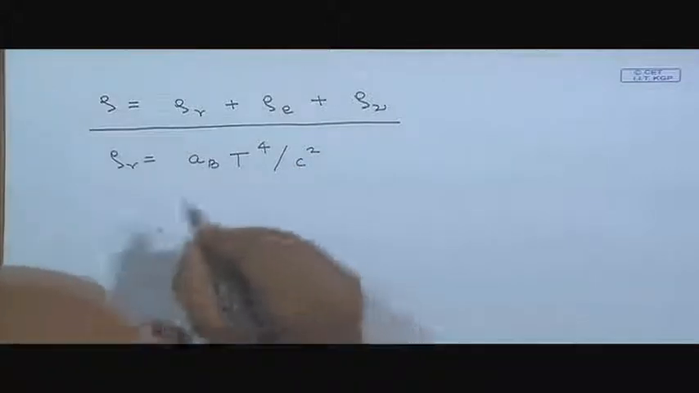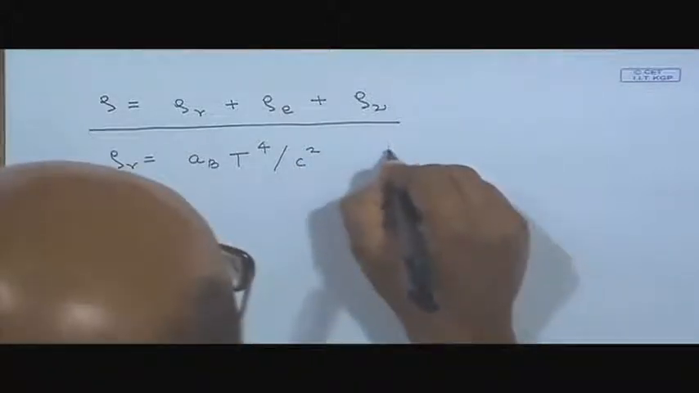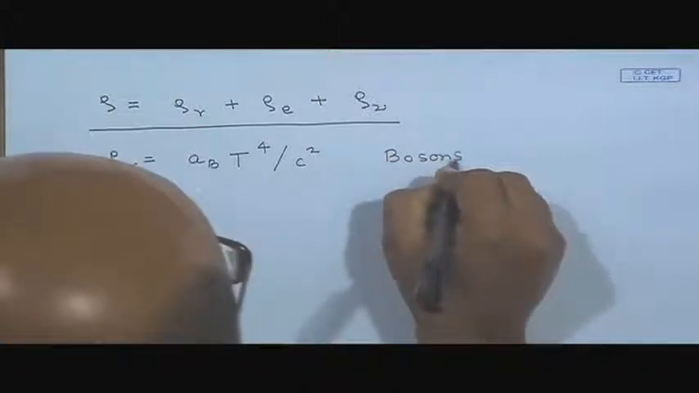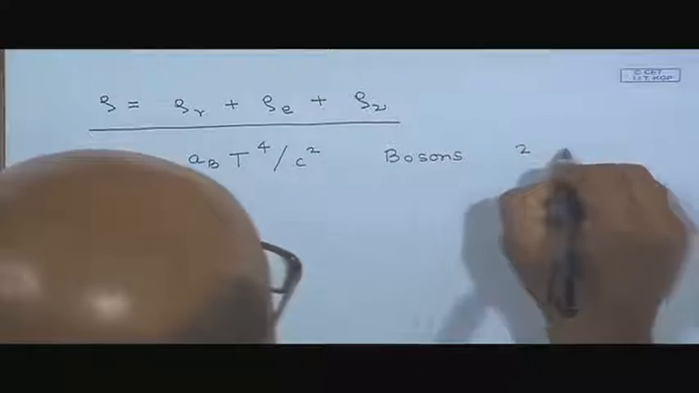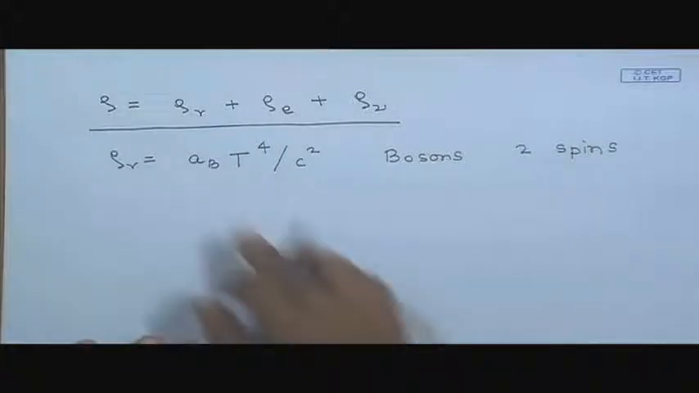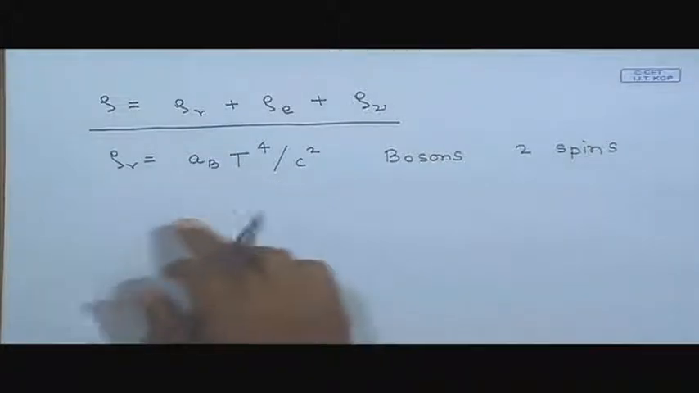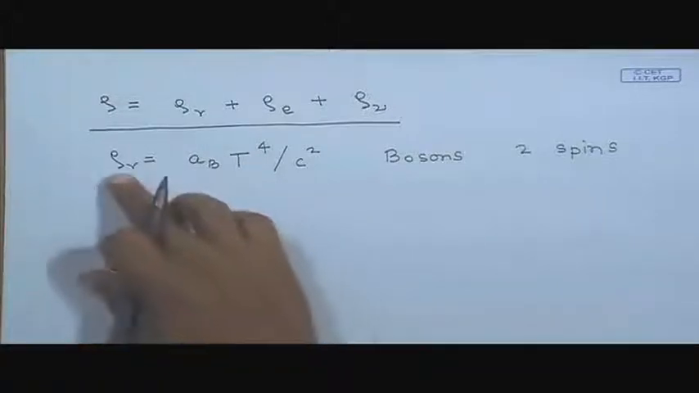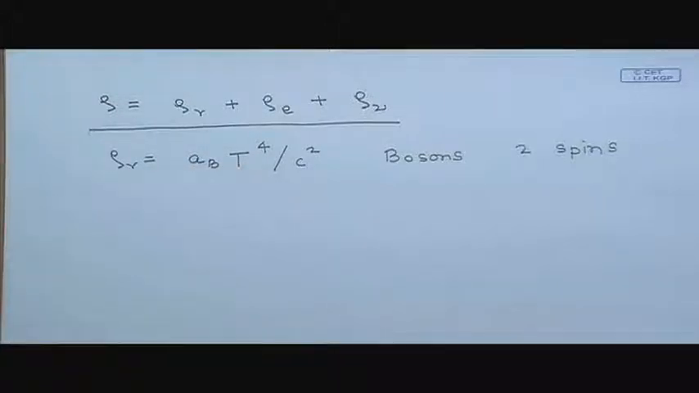And so, this is the energy density of bosons essentially with 2 spins. Photons, we know, have 2 spins. So, the energy density of a species of bosons with 0 chemical potential and 2 spins is given by this, which is exactly what these photons are.